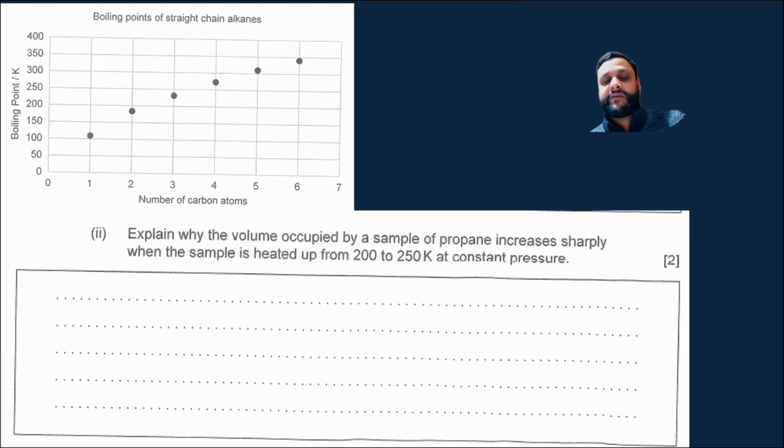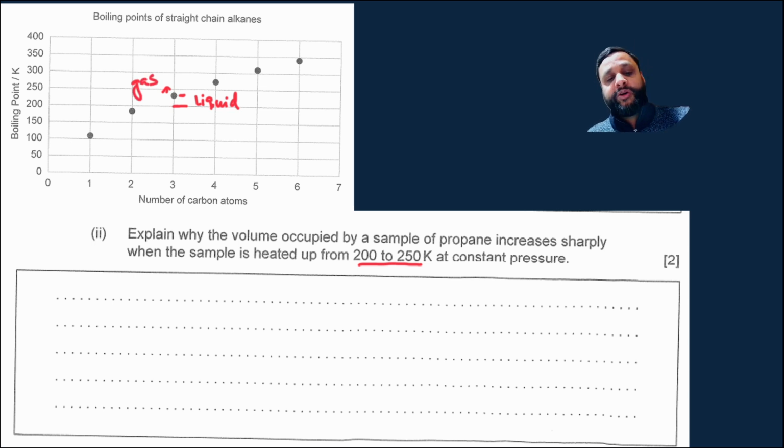Explain why the volume occupied by a sample of propane increases sharply when the sample is heated up from 200 to 250 Kelvin at constant pressure. If we look at the graph, we have a boiling point of propane somewhere here. If I say this is around 240, below that up to 200, propane is a liquid. And above the boiling point, we will have propane as a gas.